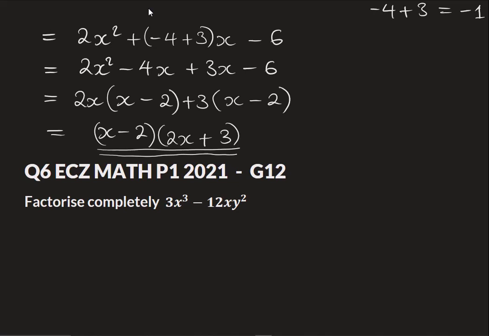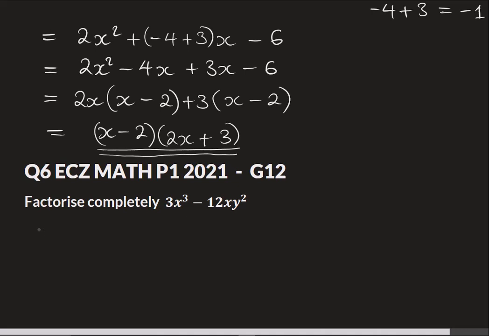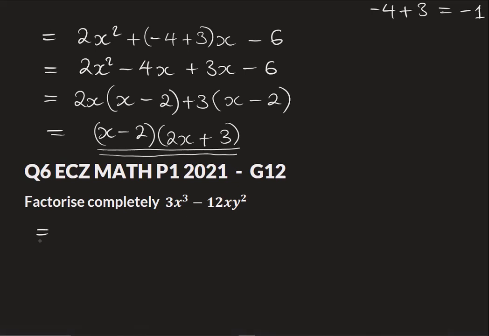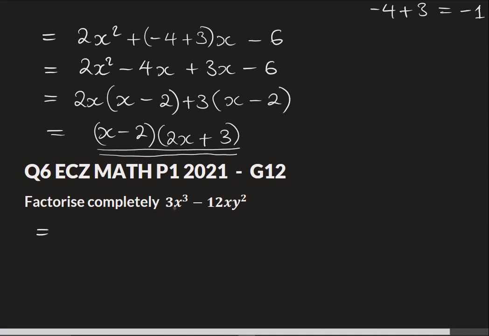Here we have some interesting question about factorizing completely. You might not see why it's interesting. Let's get working it out. So if we want to factorize this, the first thing we do is look for what's common in the first algebraic term and the second algebraic term. 3 can go into itself and 3 can go into 12. So we know that 3 is a factor.